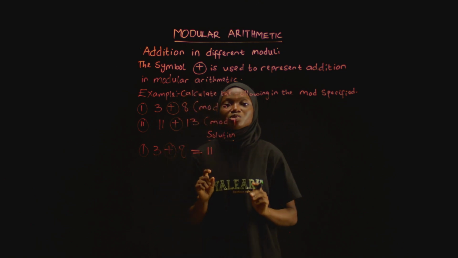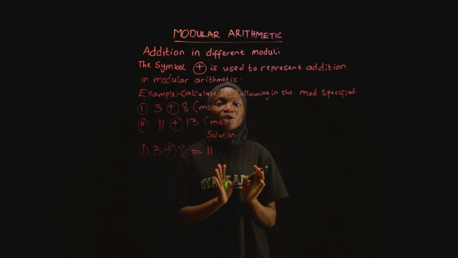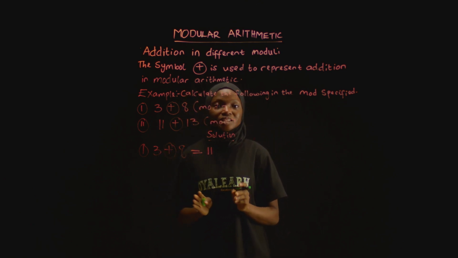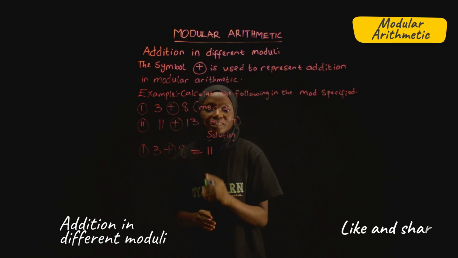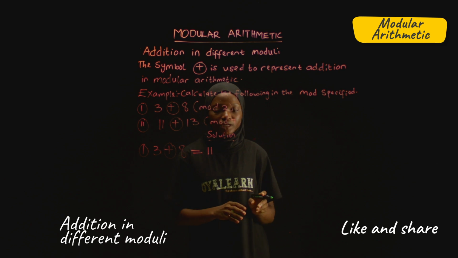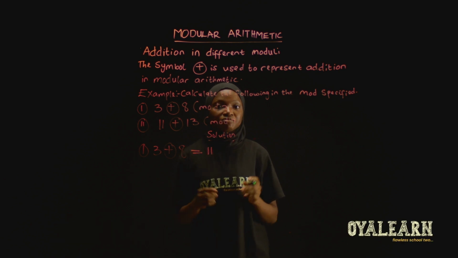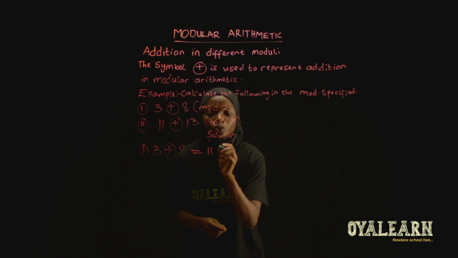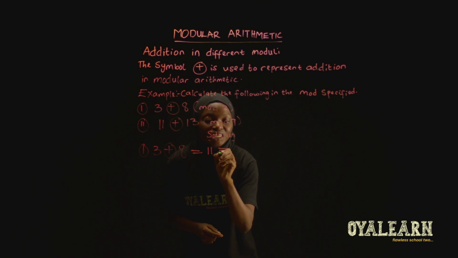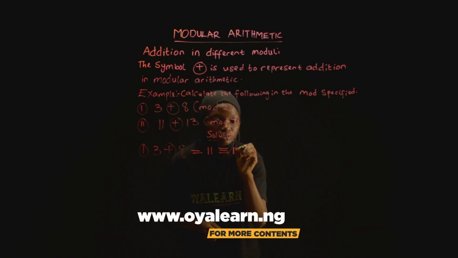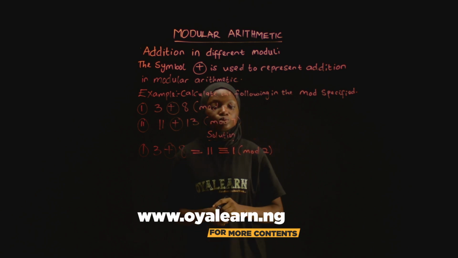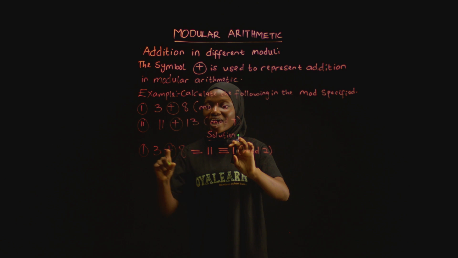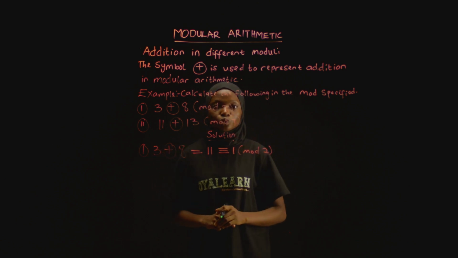But this 11, we have to convert it to a number we can have in mode 2. That is either 0 or 1. And to get that, we divide this 11 by 2 and pick the remainder. 11 divided by 2, that's 5, remainder 1. So that means 11 is equivalent to 1 in mode 2. So that means this is the answer for this addition in mode 2.